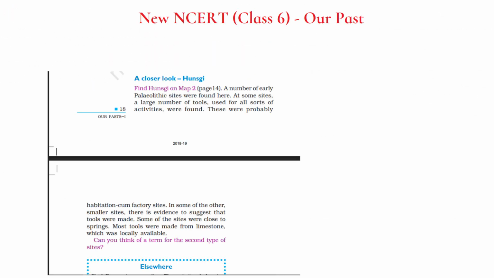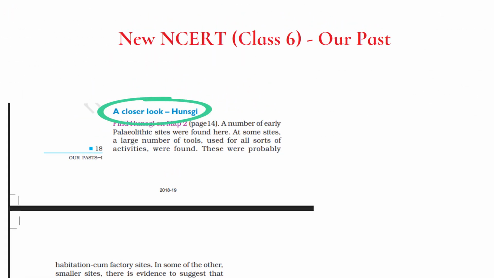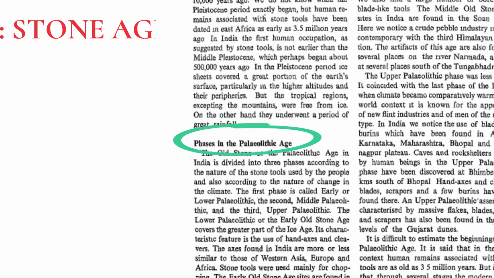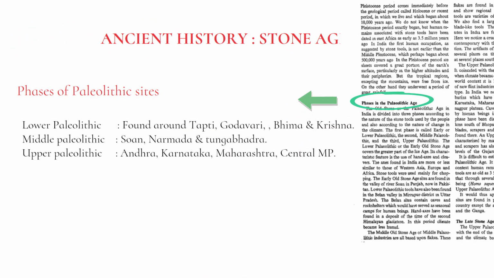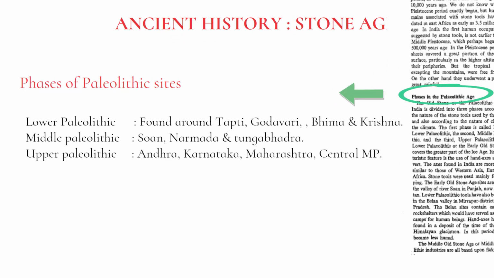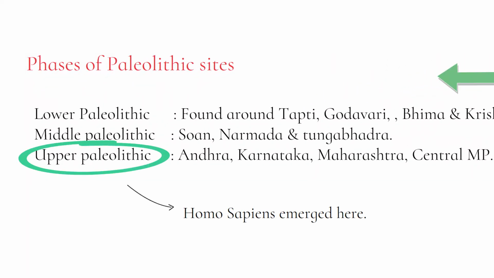Now one more Paleolithic site, Hunsgi, is given in the new class 6 NCERT, so we will note down this as well. There is one more subtopic given in the Paleolithic age. Here different phases of Paleolithic age is explained. Although questions are hardly asked from this topic, but since it's given in the NCERT, I consider this important and I have noted it down. At least remember that Homo sapiens started to appear during Upper Paleolithic age.